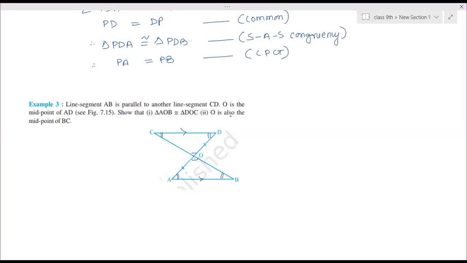Ma'am, in the given, instead of writing O is the midpoint of AD, directly you can write AO is equal to OD. Yeah, okay.